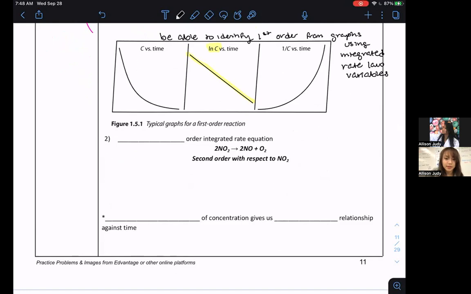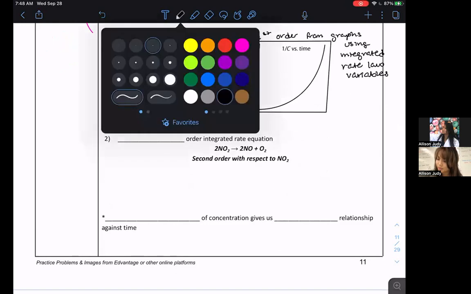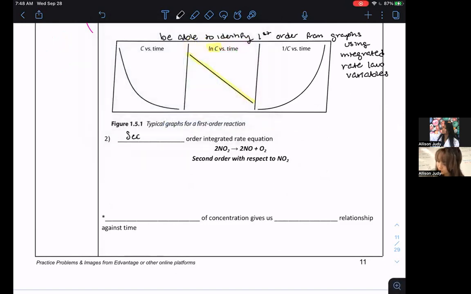Second order integrated rate laws are similar in terms of how we use them, but obviously a slightly different relationship between the concentration and the time. So for second order integrated rate equations, such as the one below, we see, again, a one reactant based reaction, and we are told that it's second order with respect to that single reactant, nitrogen dioxide.